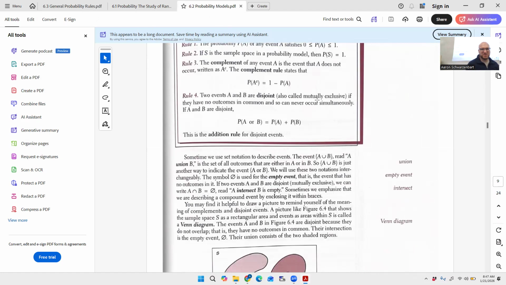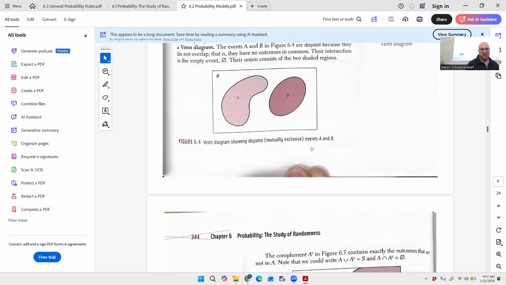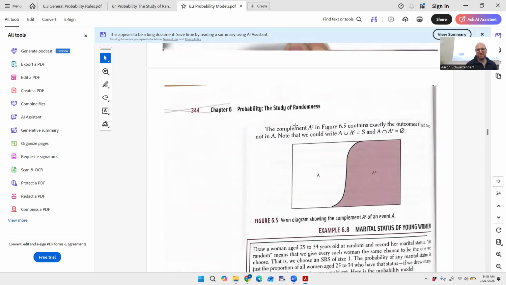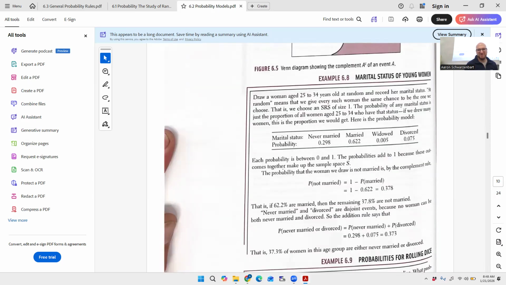There's the shortened version. I don't know why they didn't. I guess they wrote it out there. Here, these are disjoint events. You guys are familiar with Venn diagrams, correct? This is A and A complement in a Venn diagram. They just didn't want to draw a nice straight line down the middle because it doesn't make sense sometimes.